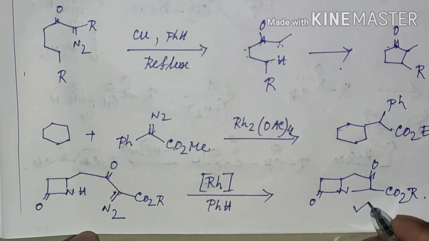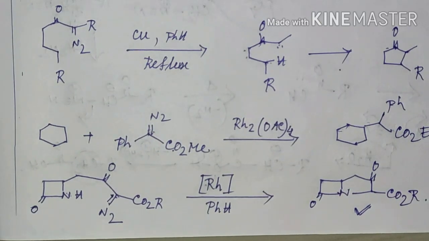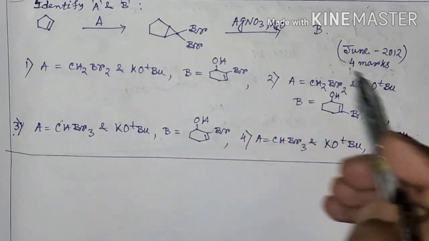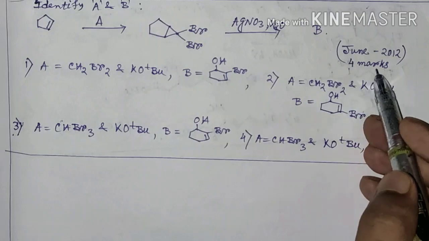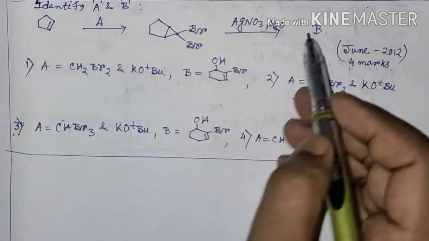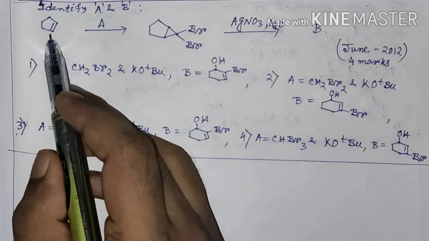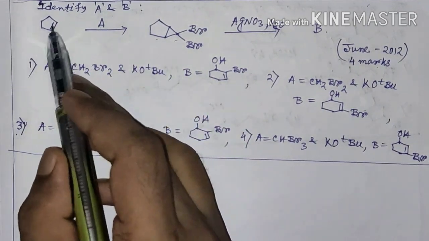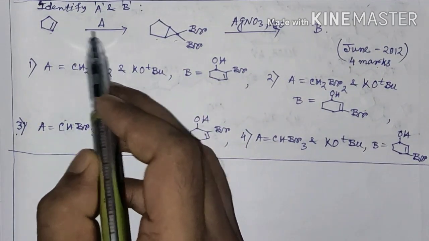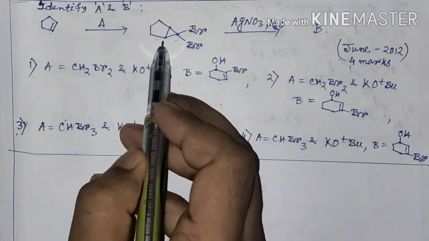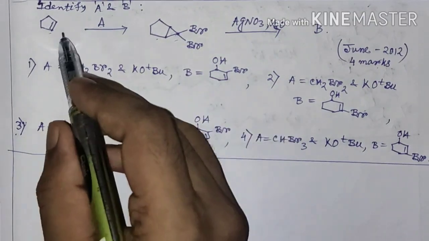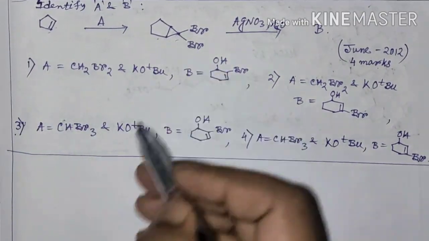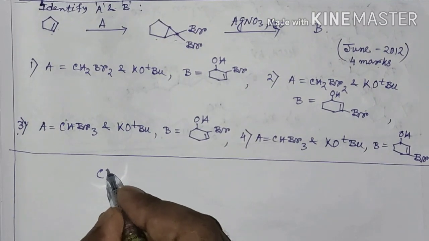Okay, now let's solve previous year CSIR NET and GATE questions. This question came in June 2012 in CSIR NET exam for 4 marks. We have to identify A and B in this reaction. From the first reaction we can see that it is an addition of carbene to a double bond, since there is a formation of cyclopropane ring, and the carbene here reacting with this double bond is CBr2 carbene, that is dibromocarbene.